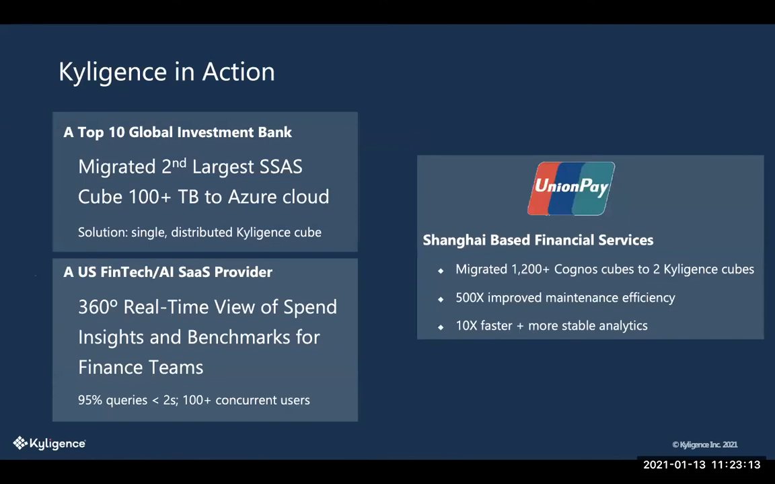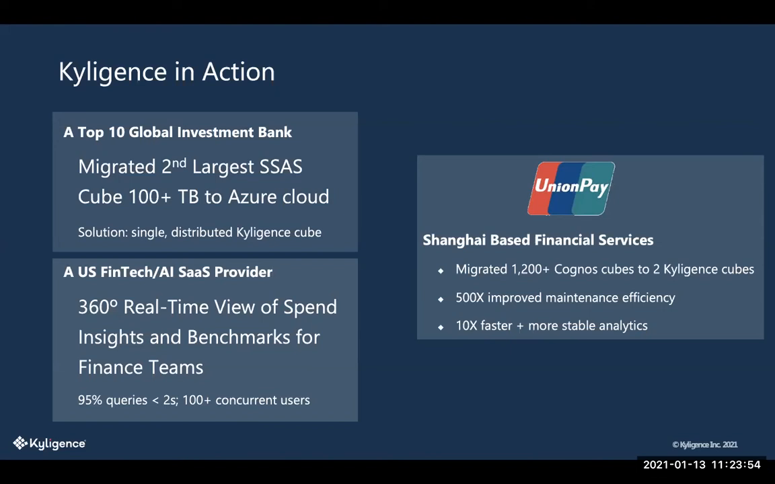Just an example of the larger platform. So besides that semantic layer and MDX connectivity that is part of the Kyligence Pivot to Snowflake solution, the broader product enables companies to do OLAP at an astounding scale. So one of the top 10 global investment banks migrated the second largest Microsoft SSAS environment to Azure, that is over 100 plus terabytes of cube data into a single distributed Kyligence cube on Azure.